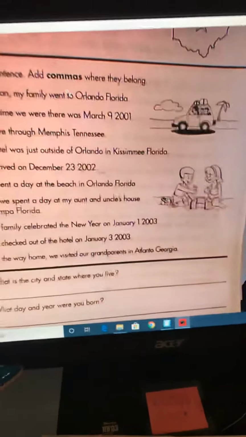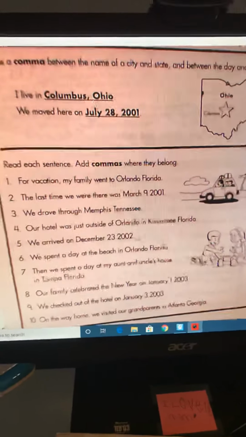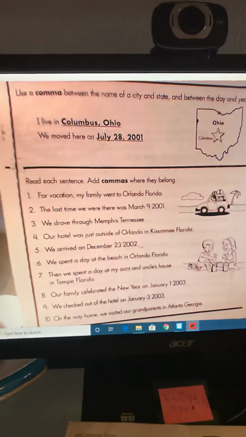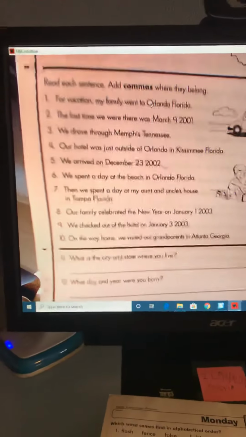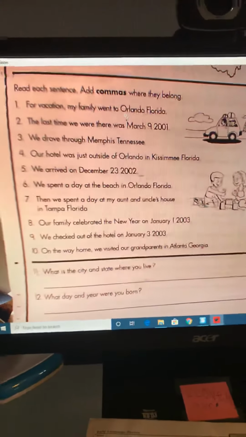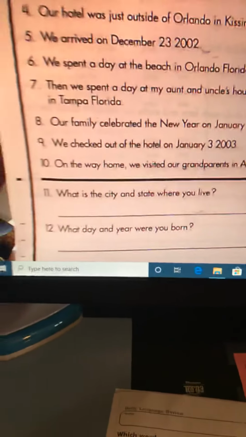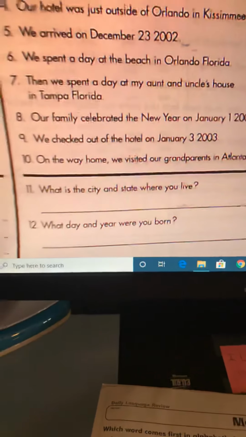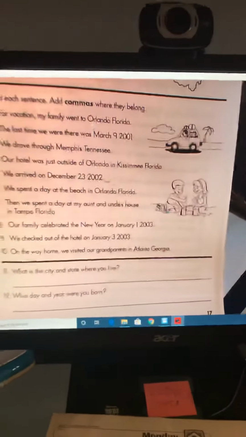The other side is dealing with the name of a city and state and the day in a year. So again, you read the sentence and you're going to add your comma where they belong. Then you have 2 writing sentences at the end. What is the city and state where you live? Make it a complete sentence. What is the day and year you were born? Make that a complete sentence. Making sure you add all the proper punctuation.